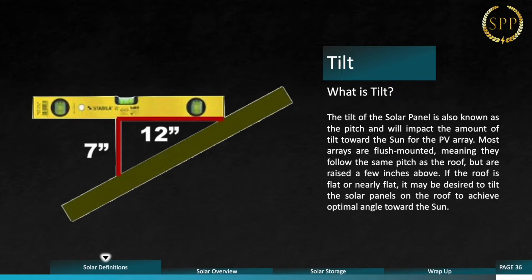Most arrays are flush mounted, meaning that they're going to follow the same pitch as the roof itself, but they're raised a few inches above it. If the roof is flat or nearly flat, it may be desired to tilt the solar panels on the roof to achieve the optimal angle towards the sun.